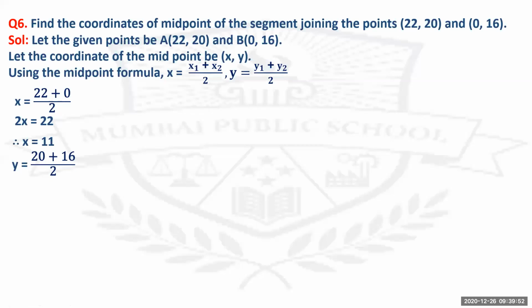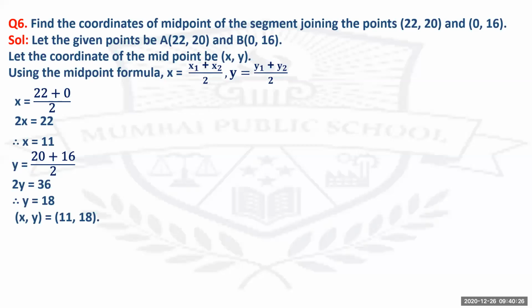Y equals (20 plus 16) upon 2. So that is 2y equals 36. So the value of y equals 18. So (x, y) equals (11, 18). Very easy to solve. Understood? For midpoint formulas, you have to add either the x coordinates or the y coordinates and divide that by 2. You all can remove the screenshot of this. Any difficulty, let me know.